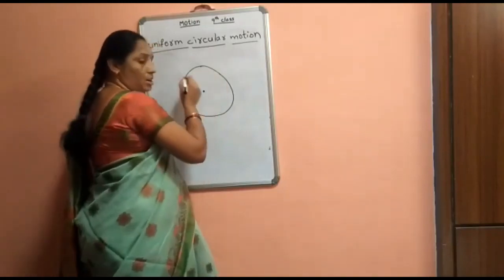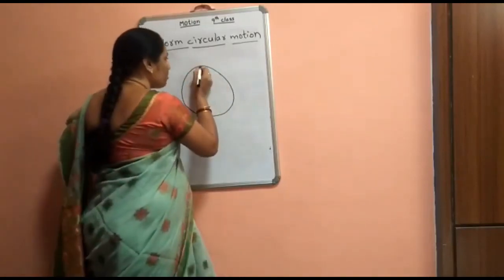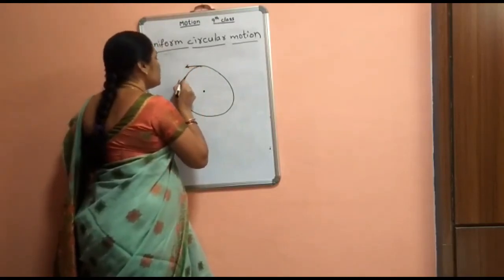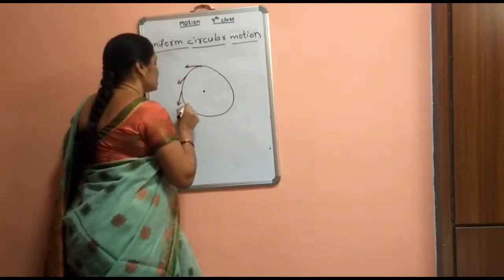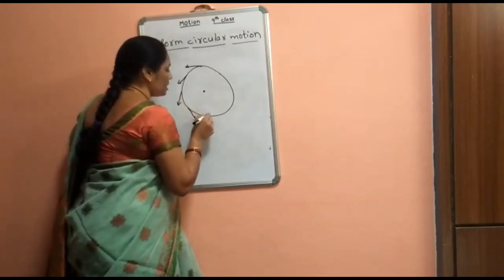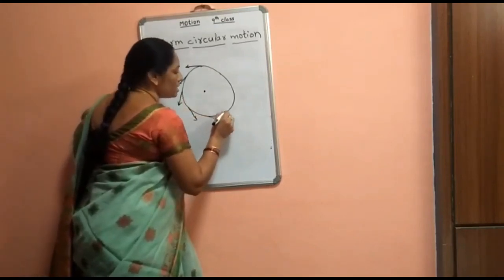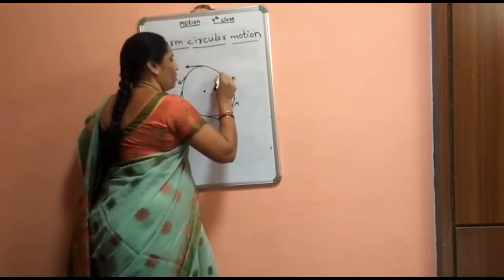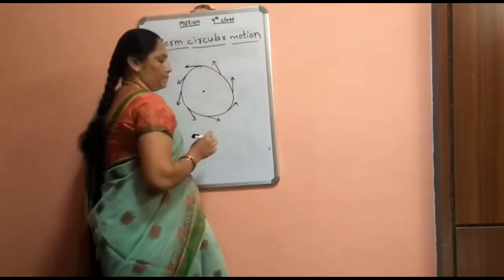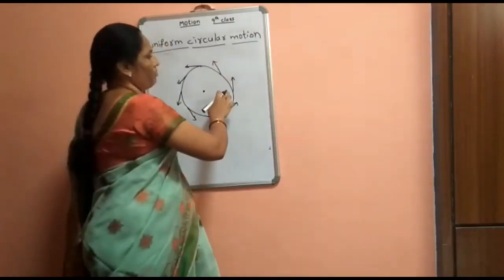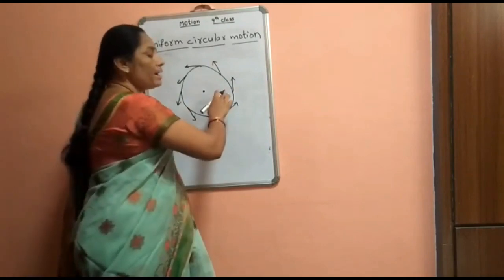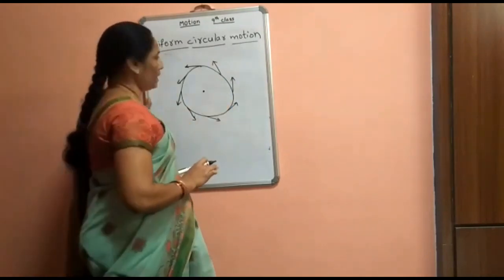What is the direction of the motion? The direction of motion changes towards the tangent of the circle. What is meant by tangent? A ray which touches a circle at one point is called a tangent of the circle.